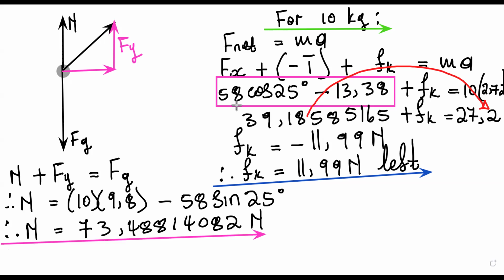Well, it's not the final answer, so let's go for the kinetic frictional force as well and say 27.2 minus 39.18585165. Then we get 11.98 9858565, so that's after the comma. Okay, now we have everything that we need in order to find the coefficient.